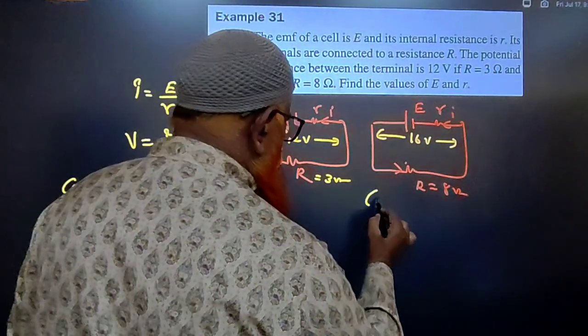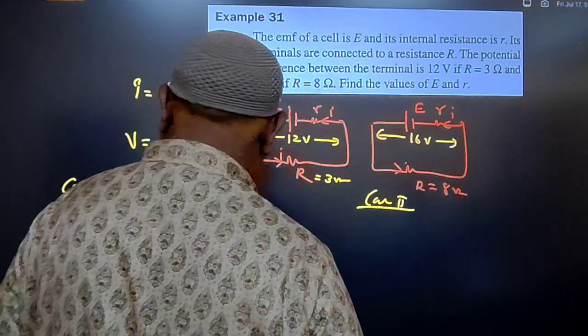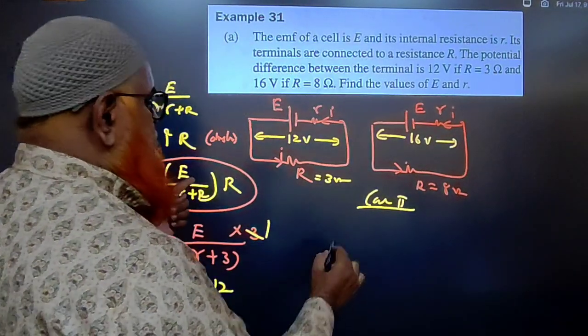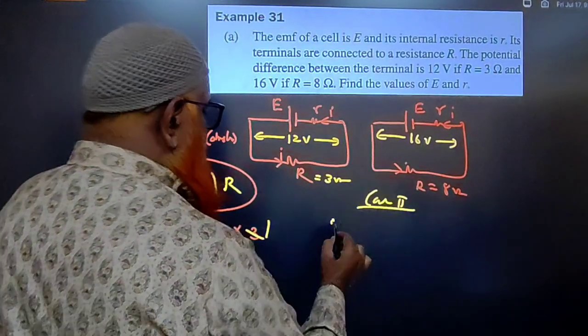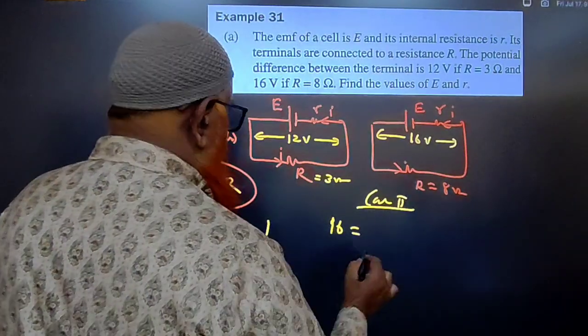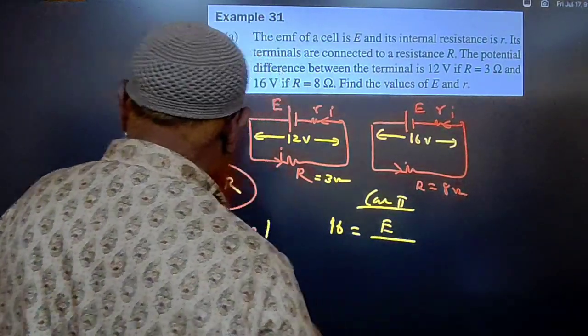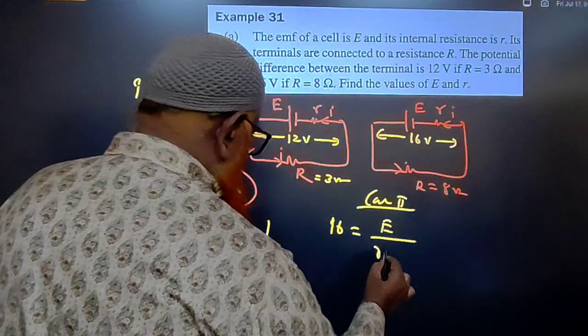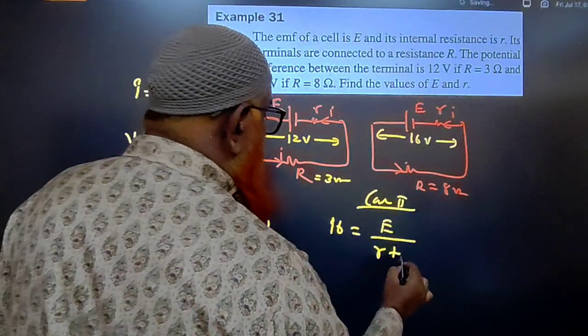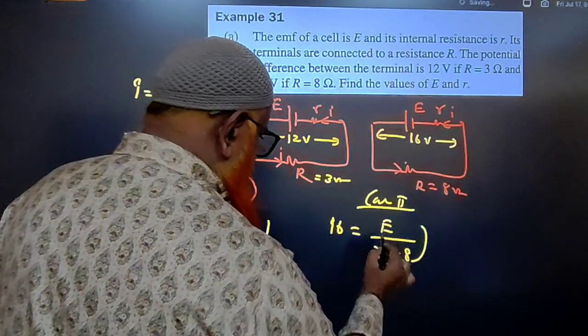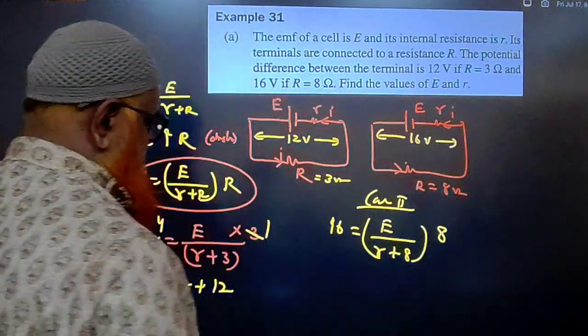And what is happening in case 2? The same formula, V is equal to V. How much is V in this case? 16. E we don't know, and small r we don't know. But in the second case, capital R is taken as 8, and it is multiplied again with 8.